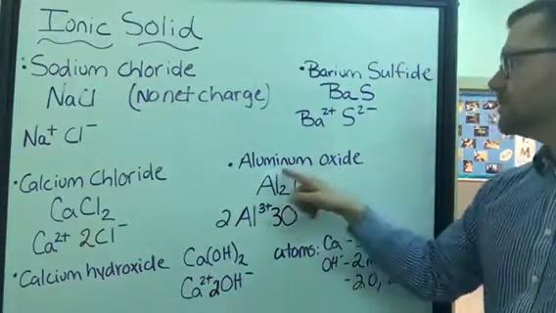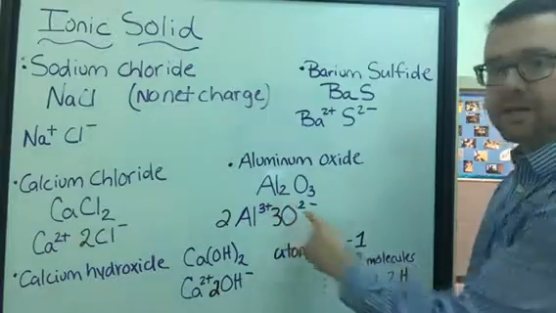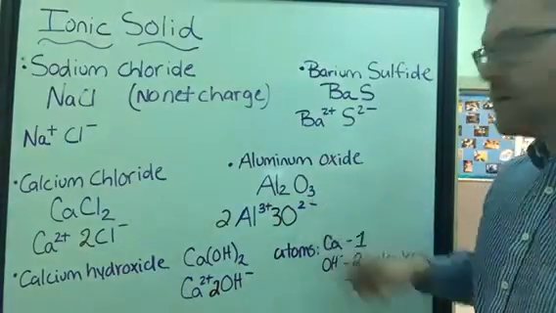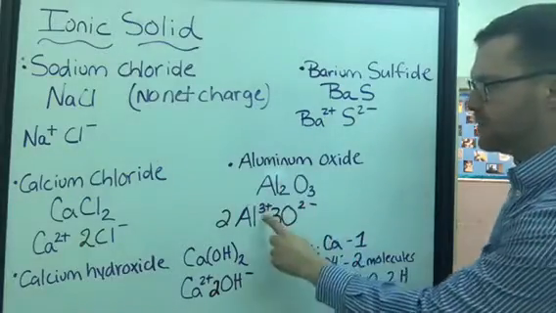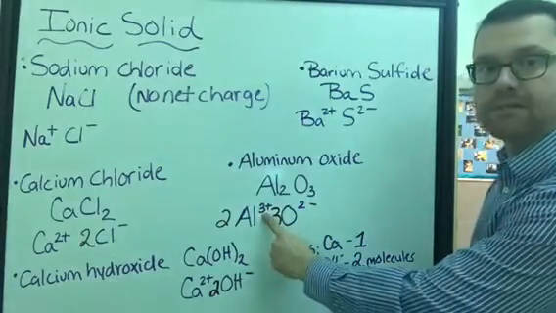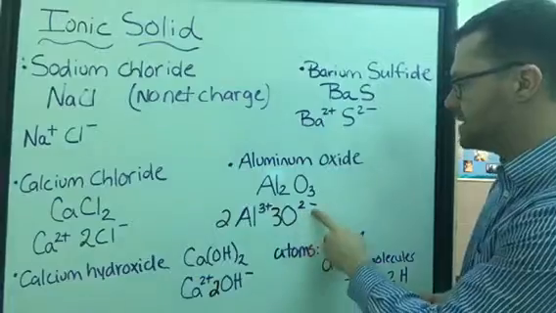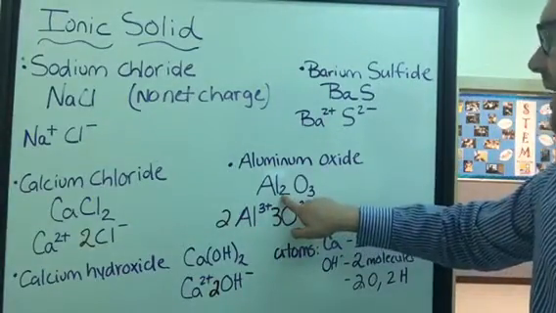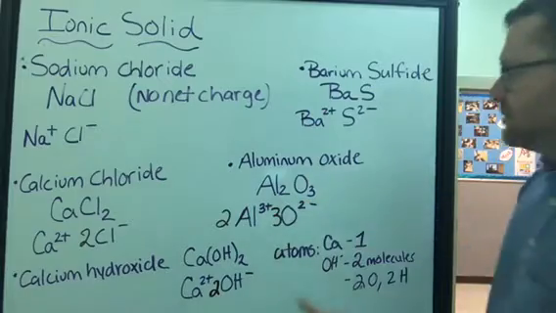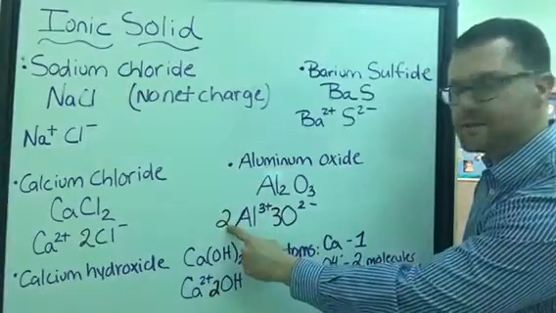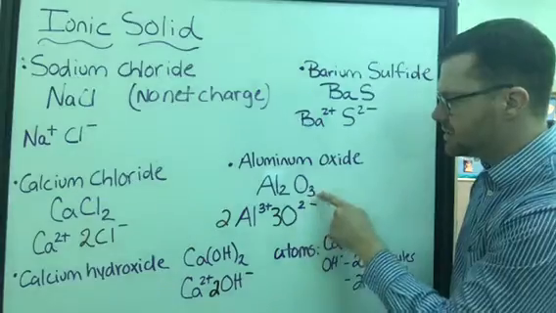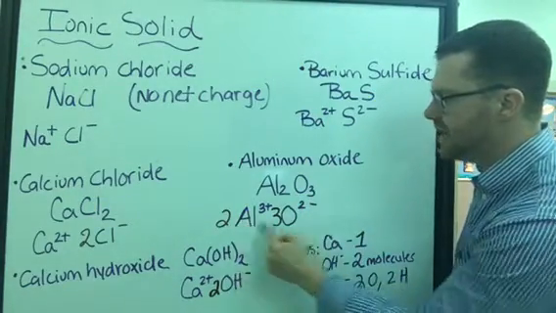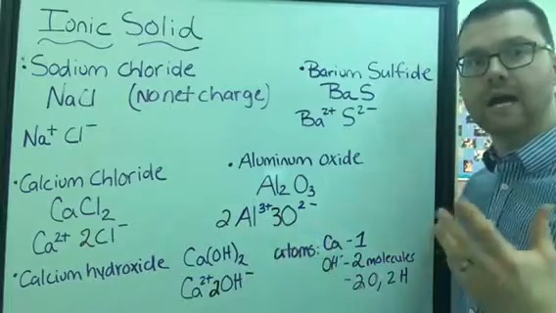Now let's take a look at aluminum oxide. Aluminum oxide is Al2O3. And so if you look up on the periodic table, aluminum is a +3 charge, oxygen is a -2 charge. Now, how many do we have? We've got 2 aluminums to balance, and we've got 3 oxygens. These subscripts tell us how many of each of these ions we have.